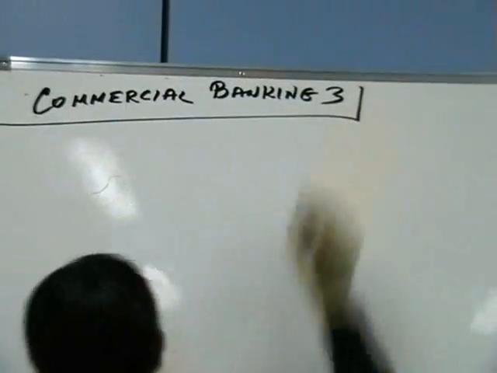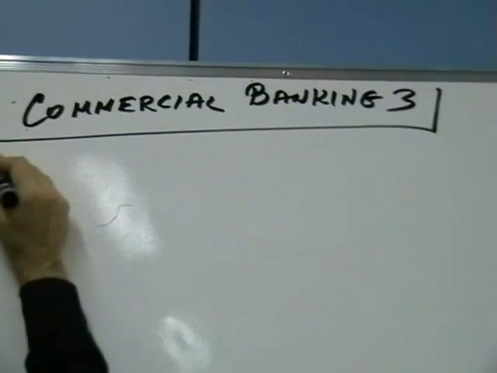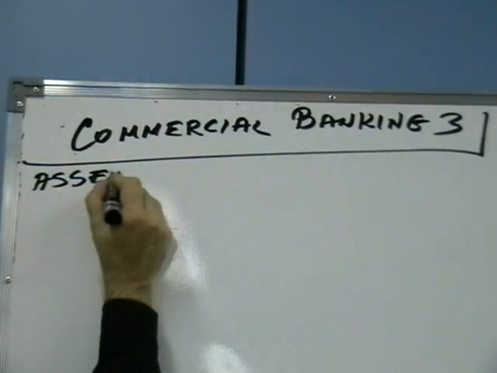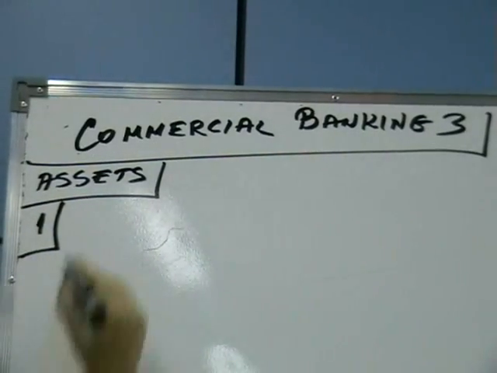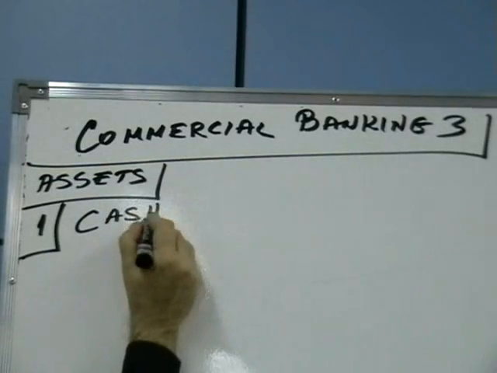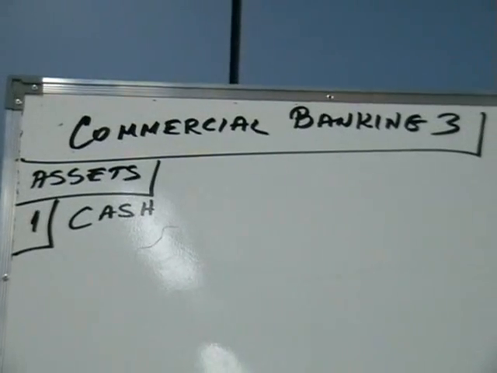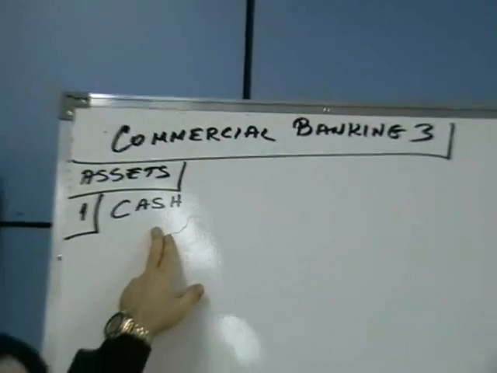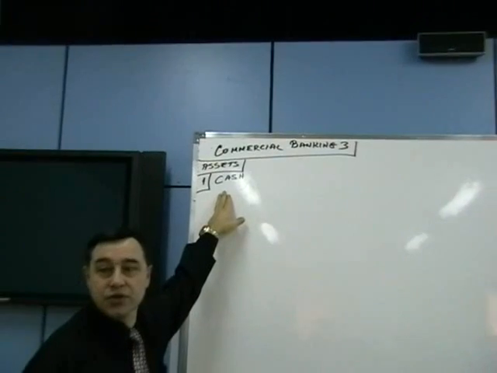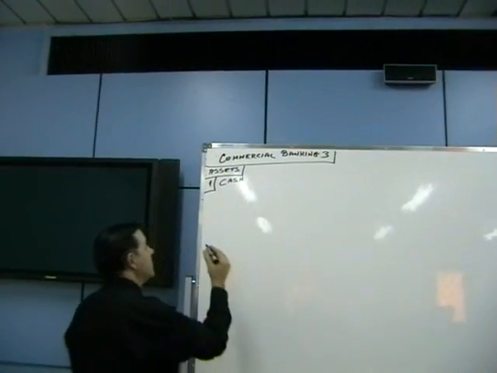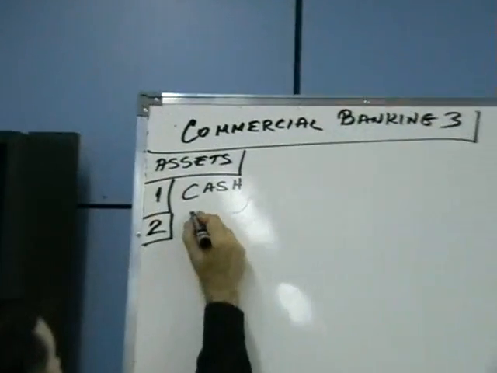Banking number 3. So what we started doing is the assets of commercial banks. And from last time, the first asset that a commercial bank maintained is cash. And it was said that cash is used to serve deposit withdrawals. We sometimes call these redemptions. And it serves to satisfy minimum reserve requirements. The second piece which we said was bank loans.